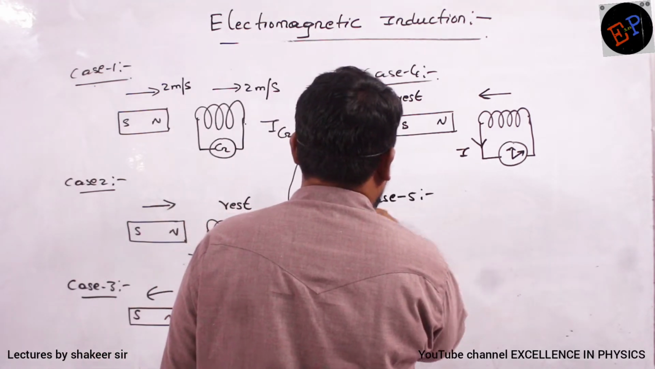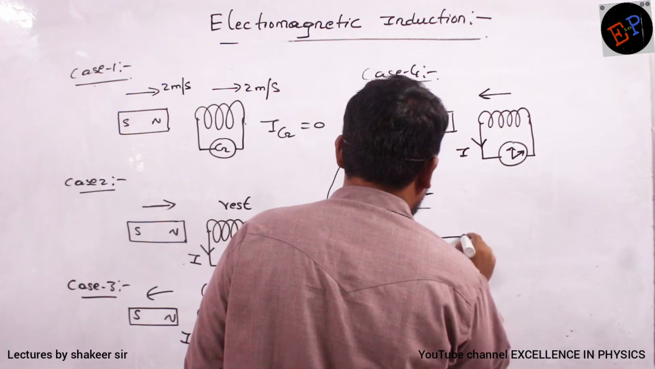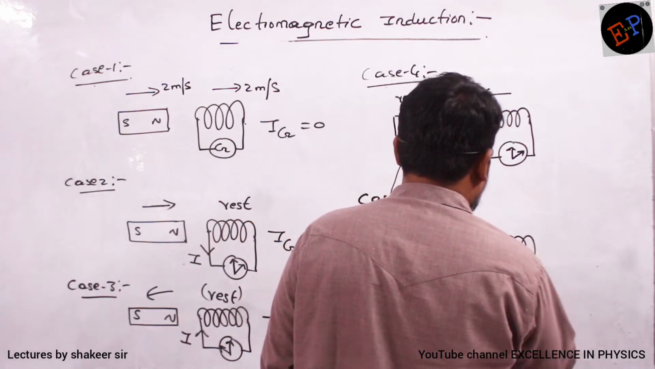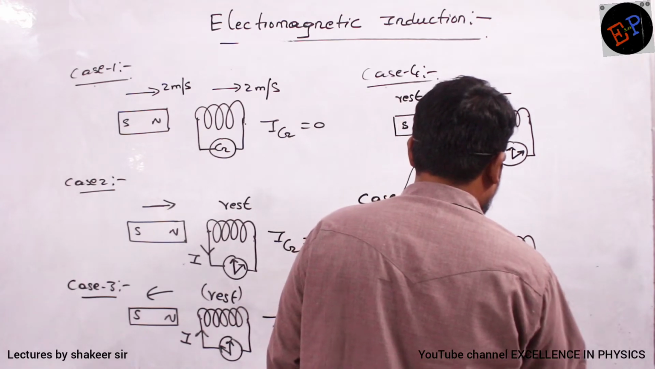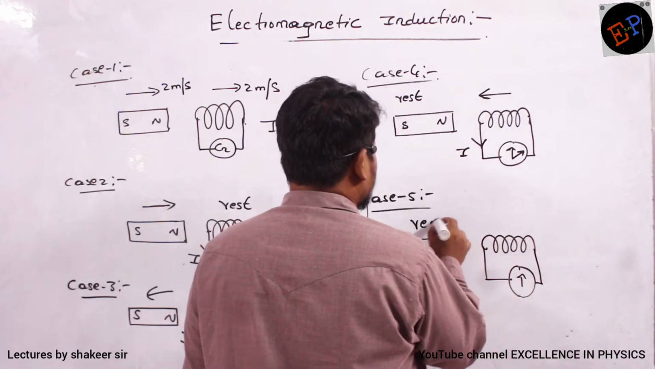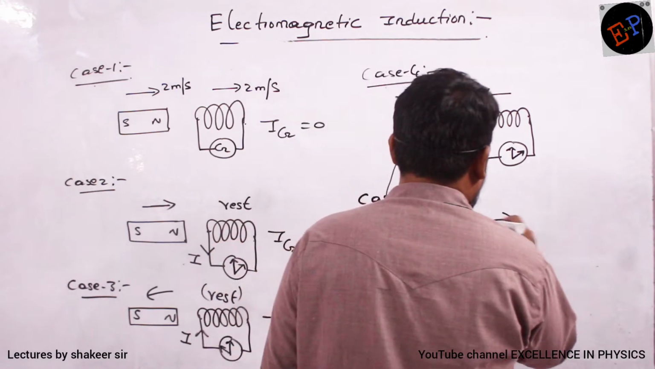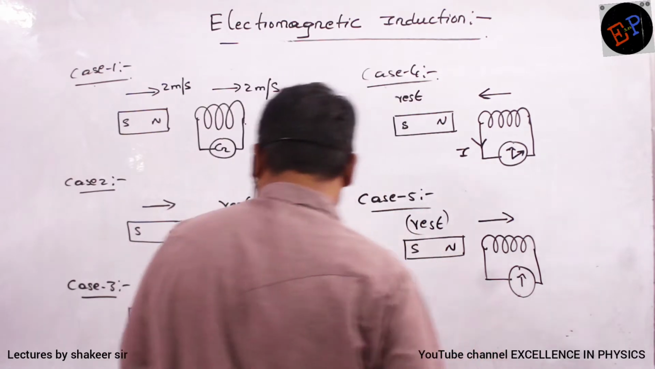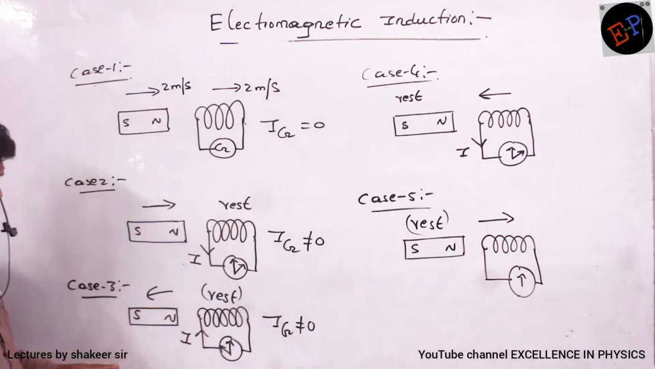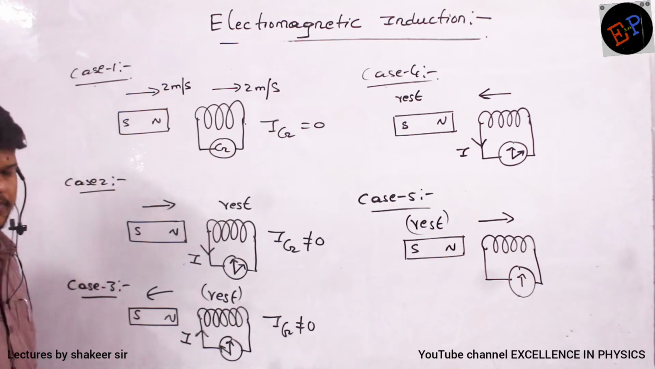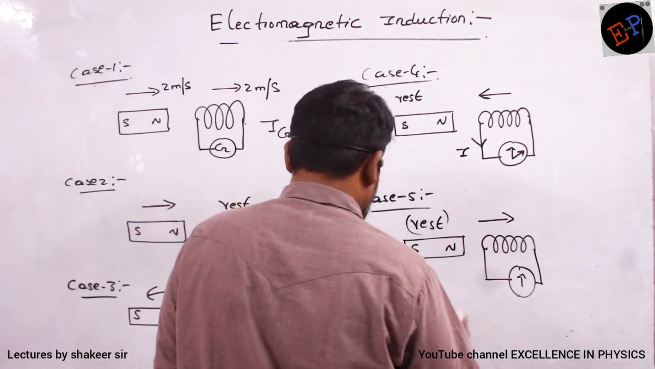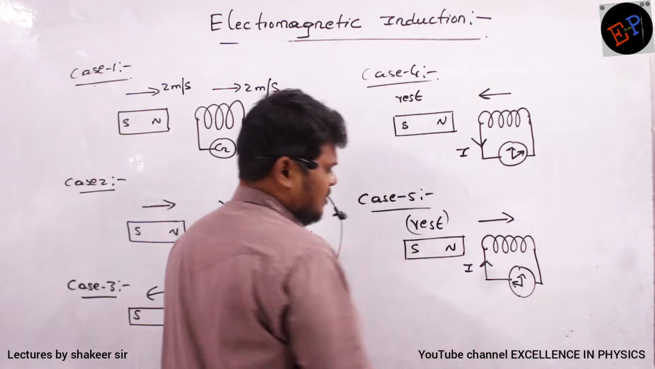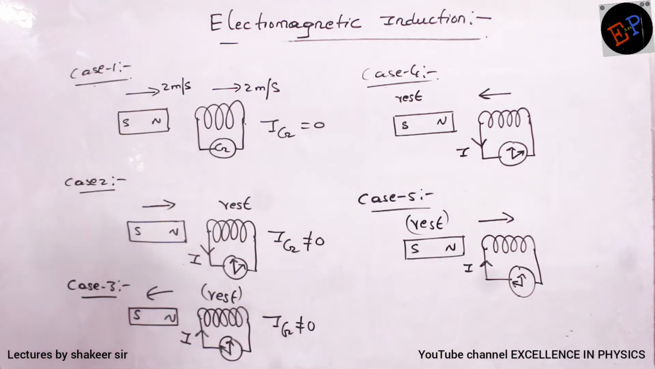Case number 5. Okay? Again I take the magnet in rest position. Clear? This is the coil. Now coil is moving away from this north pole. Clear? Now again I see this is equivalent to this condition, no? The north pole is moving away from the coil. Same condition here also. So if I suppose this is the direction of current, here also the same direction of current. This is the direction of the pointer. Are you able to understand?